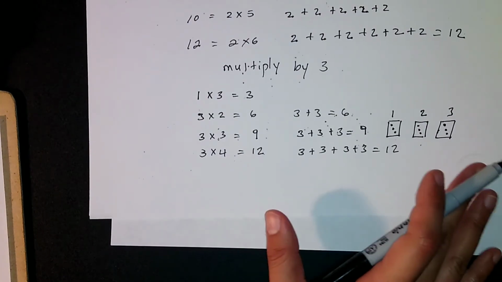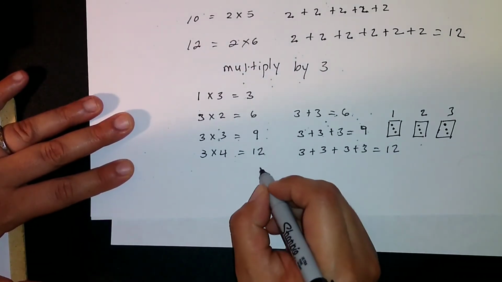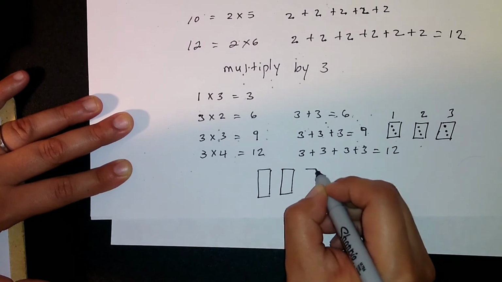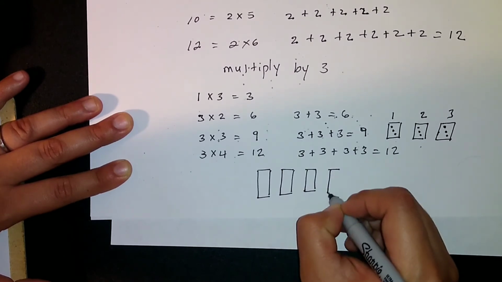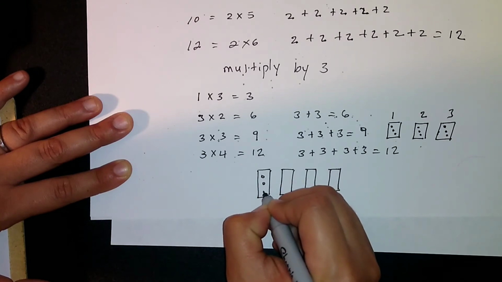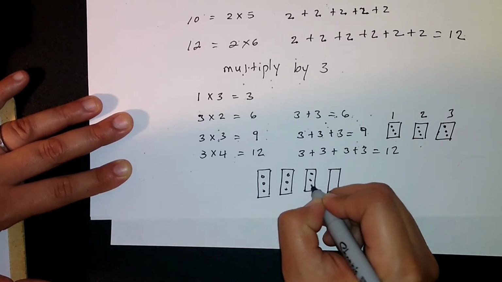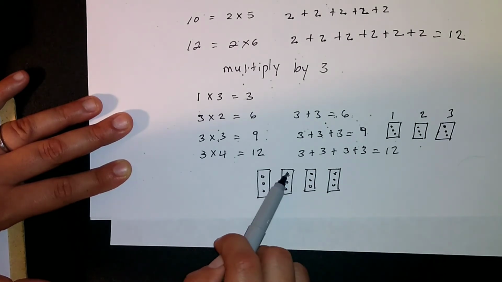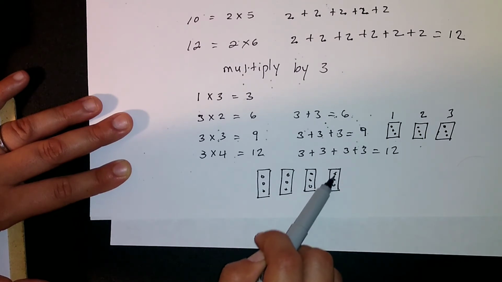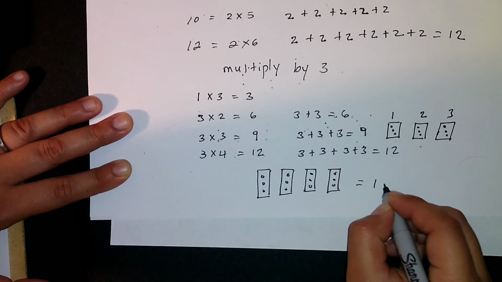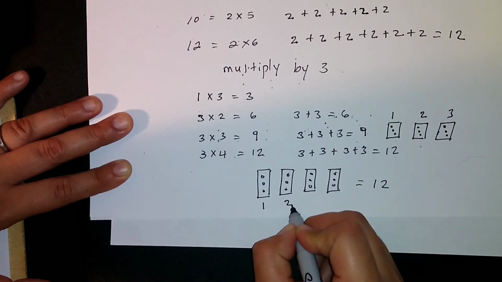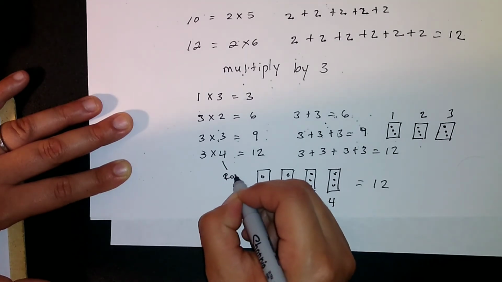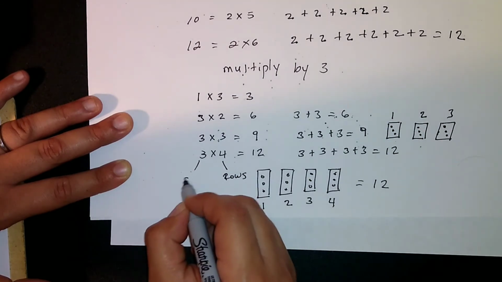Also, here with the 3 times 4, we'll have 4 rows. And within each row, we'll have 3 dots. And then you count each dot. 1, 2, 3, 4, 5, 6, 7, 8, 9, 10, 11, 12. 12. And how many rows? 1, 2, 3, 4 rows. And 3 dots in each.